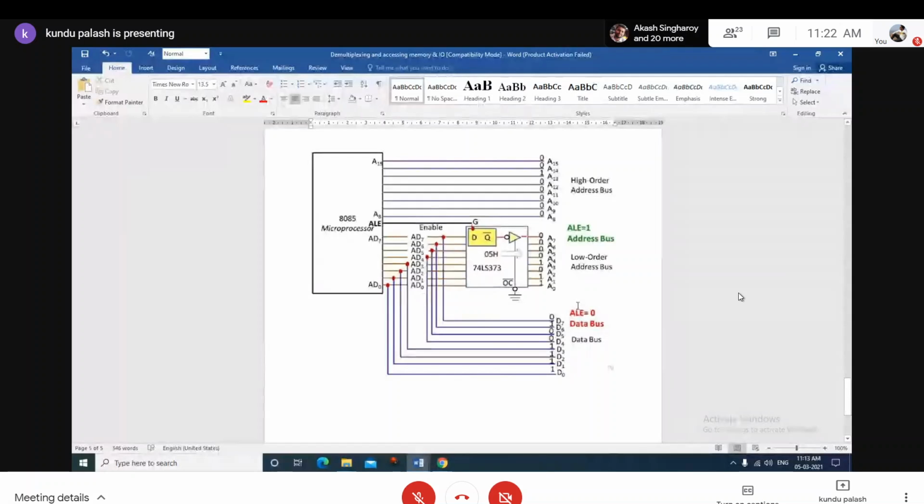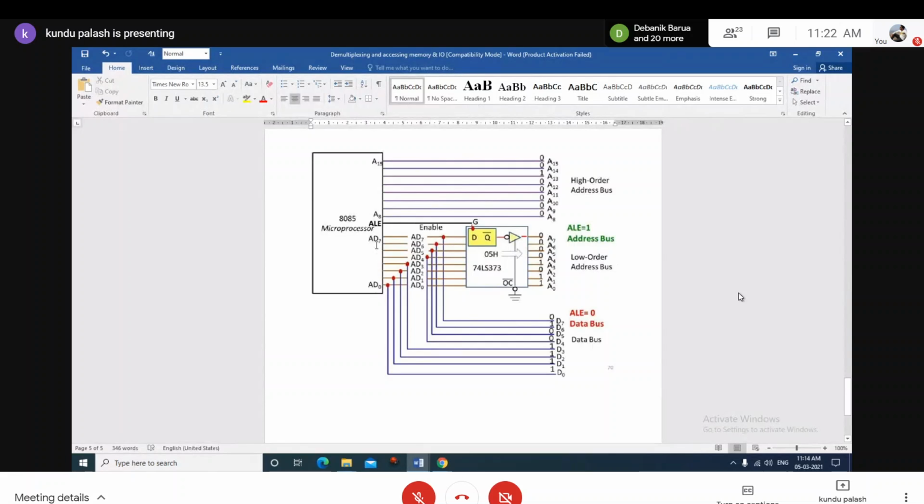But the higher order address bus will be same. That will not be changed. So this circuit shows how the address and data buses are multiplexed or demultiplexed. So the latch is acting as a demultiplexer. What is the meaning of the demultiplexer in a combinational logic circuit? To separate a common input signal over different output lines. What is a multiplexer? It combines the separate input signals into a common signal.